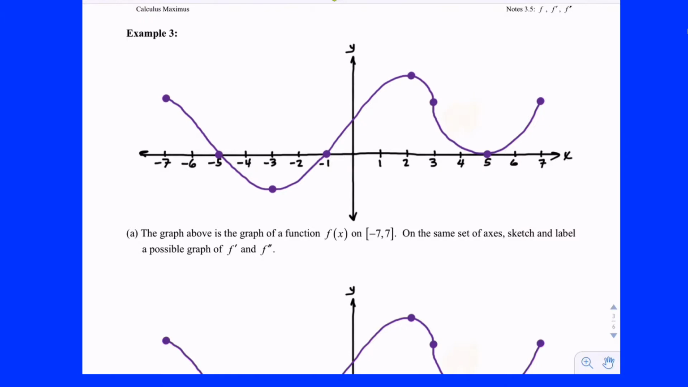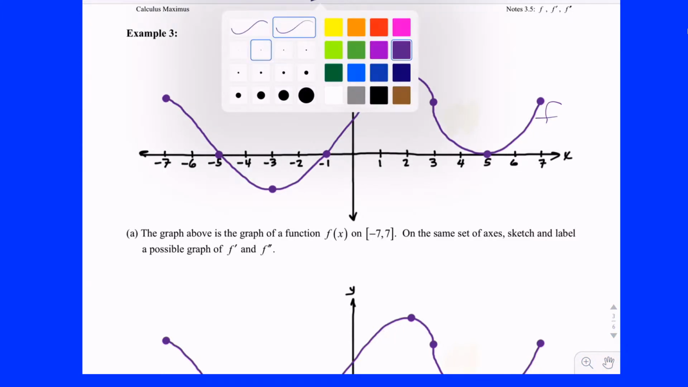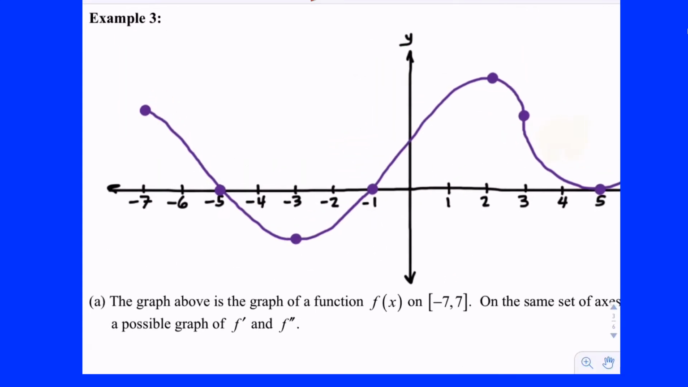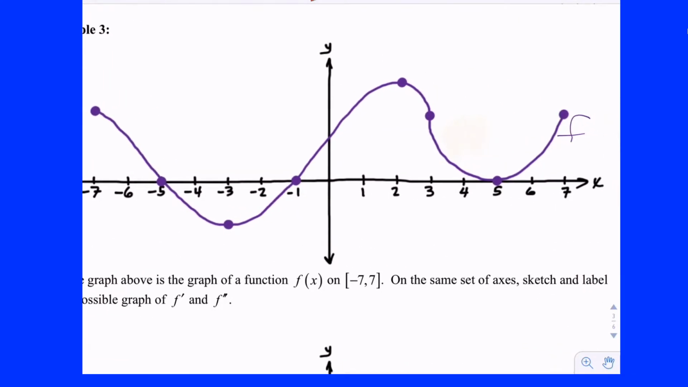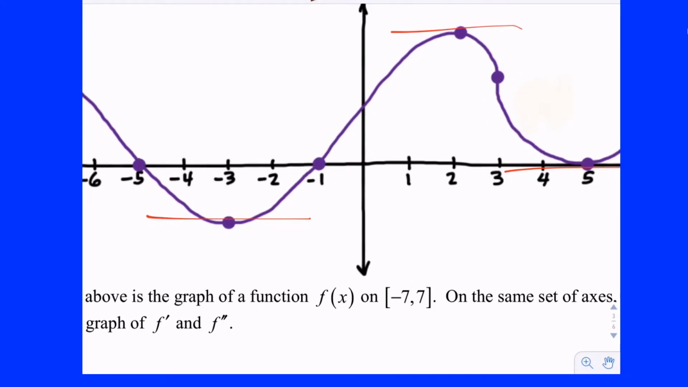All right, example 3. The graph above is a graph of a function f of x. On the same set of axes, sketch and label a possible graph of f prime and f double prime. Okay, so this is the graph of f. Let's choose a flavor, first of all, for f prime, cherry red. Okay, so if this is f, to sketch f prime, the easiest thing is to look to see where you have horizontal tangents, if you have any, because that's going to be where your derivative is equal to what? 0. So those are x-intercepts of your function you're trying to sketch.